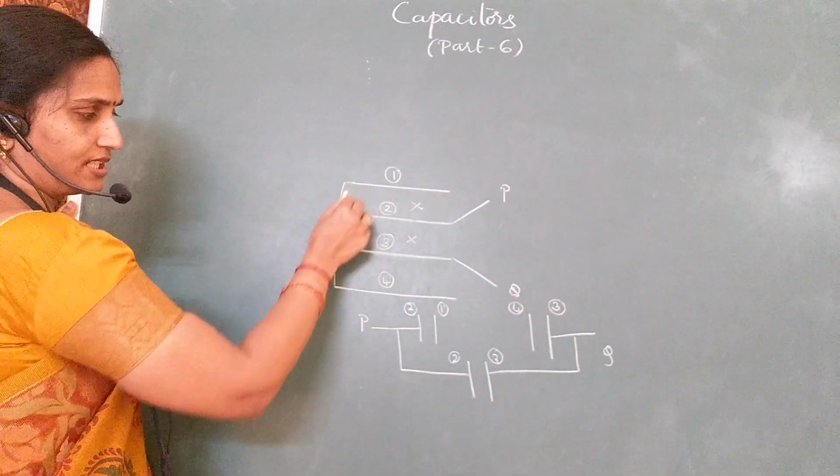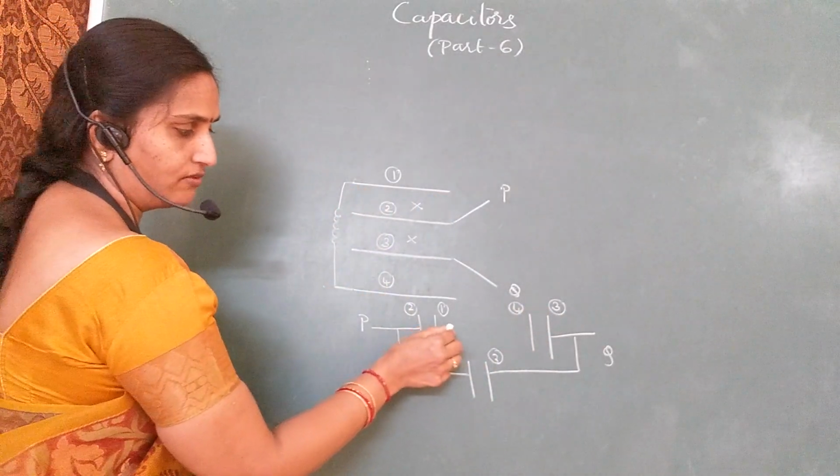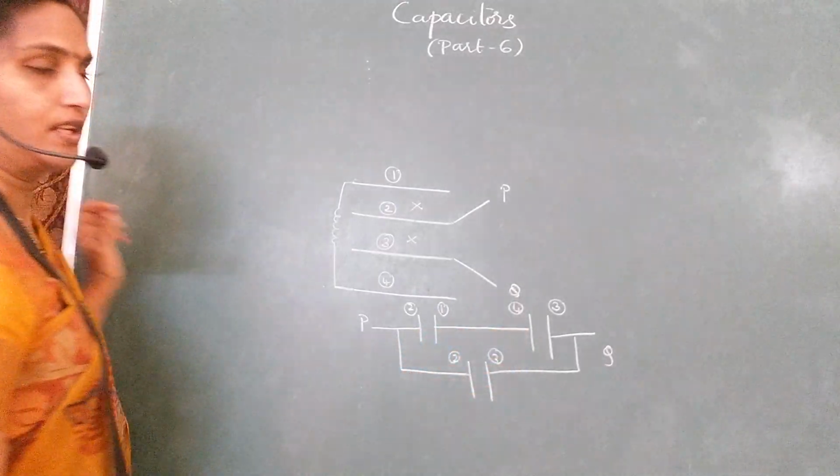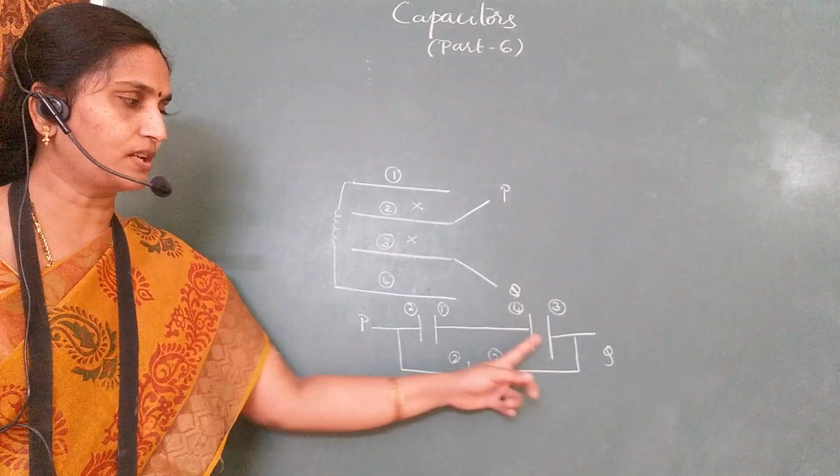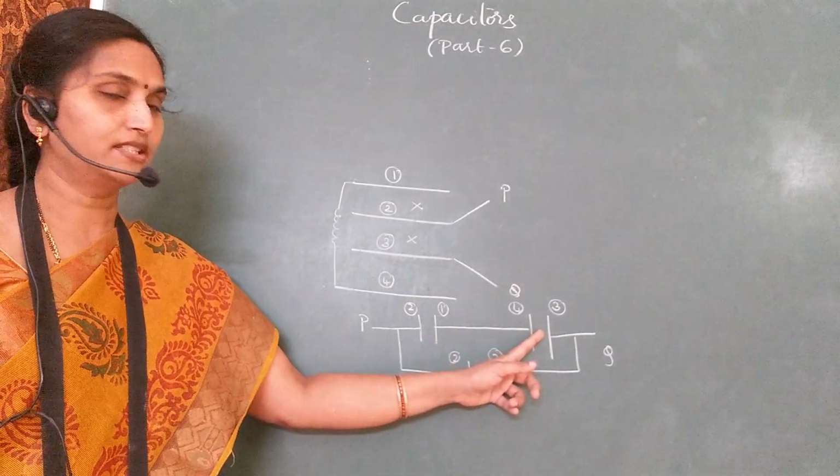Now 1 is connected to 4, so join 1 and 4. Now see, we have modified this arrangement to this. We have 3 capacitors, 2 of them are in series.